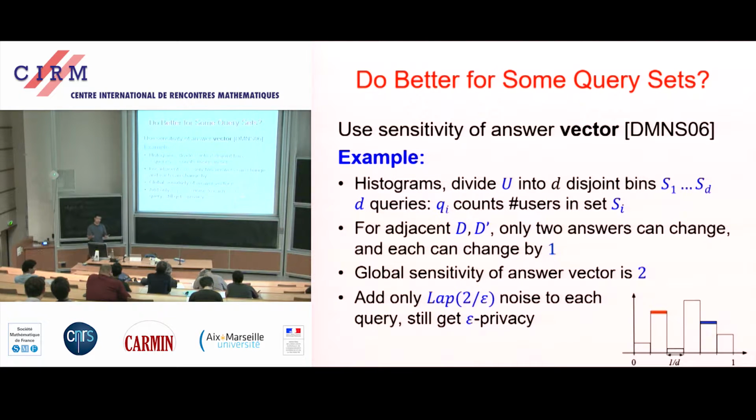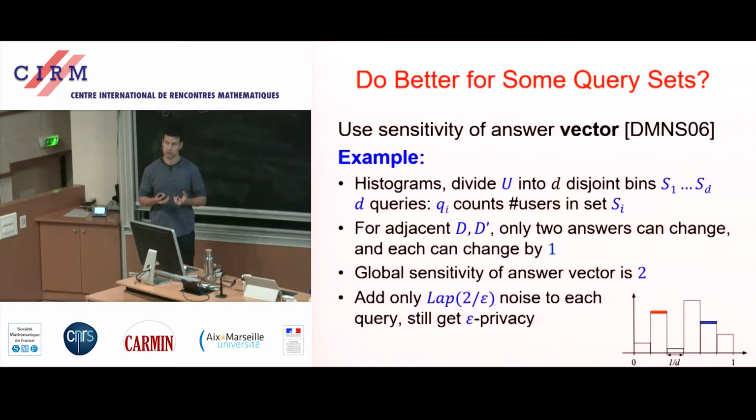If you give me a general collection of queries and I try to understand what amount of noise I need to add, this global sensitivity is a very crude bound. It's an upper bound. But maybe I'll be able to add much less noise, and actually there are works that think about this geometrically and try to exploit the geometry of collections of queries in order to add less noise and get better algorithms.